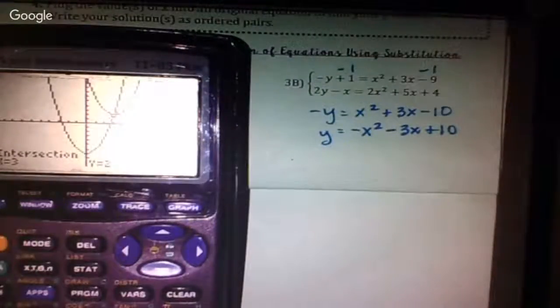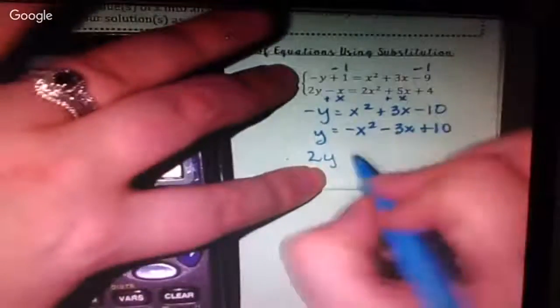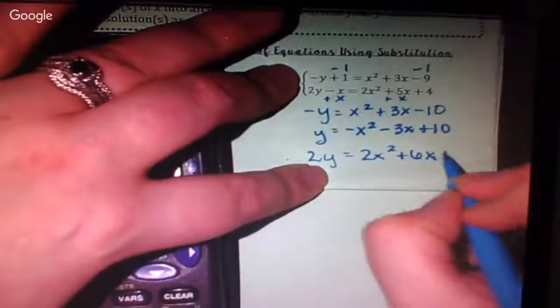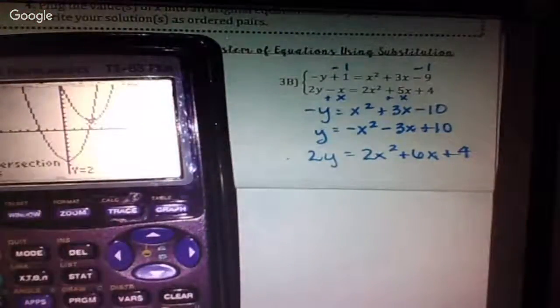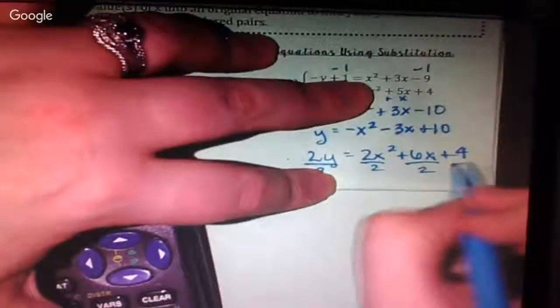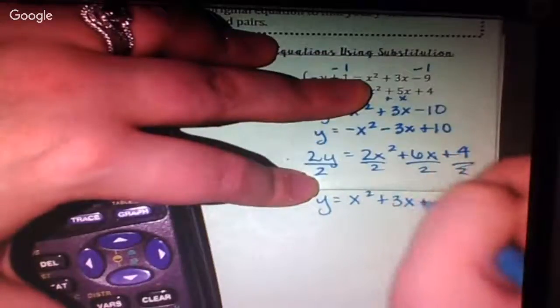The second one, what do you need to do first? Add your x. Okay, we need to add your x. What does it go with? The 5x. So we have 2y equals 2x squared plus 6x plus 4. My last step is to divide everything by 2. So Elijah said x squared plus 3x plus 2.